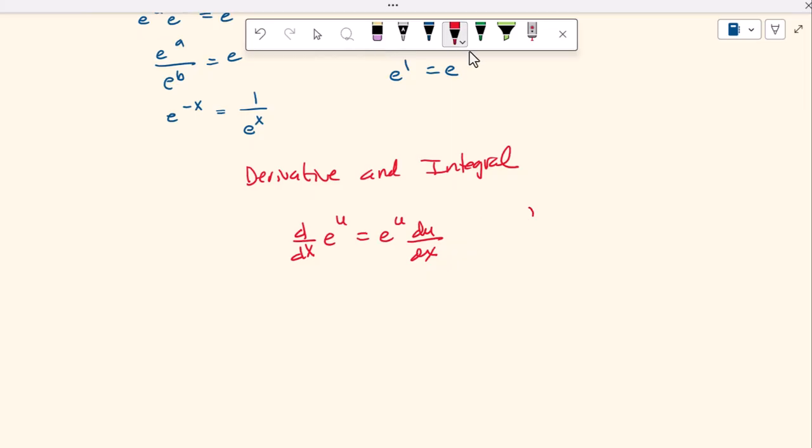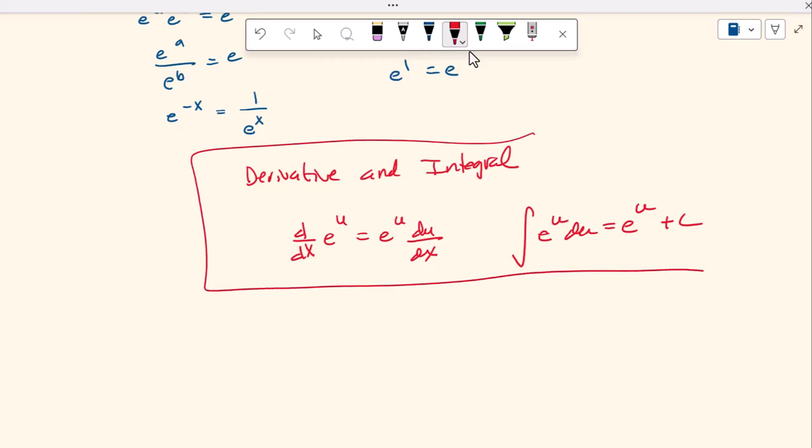The next thing is the integral of e to the u is really easy to remember. The integral of e to the u du is e to the u, and then of course plus c if it's an indefinite integral. So these are the derivative and integral of the exponential function. Let's go ahead and start by practicing some derivatives.